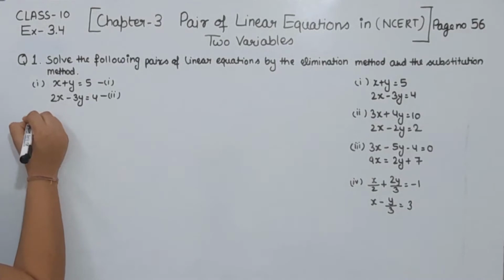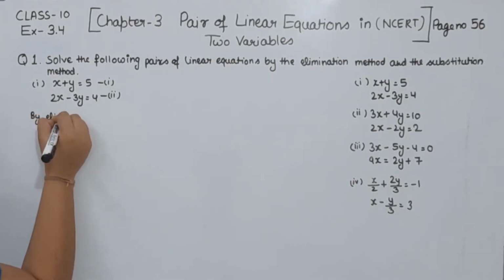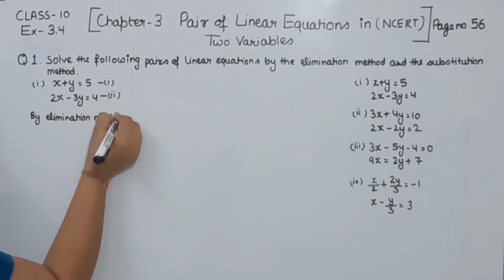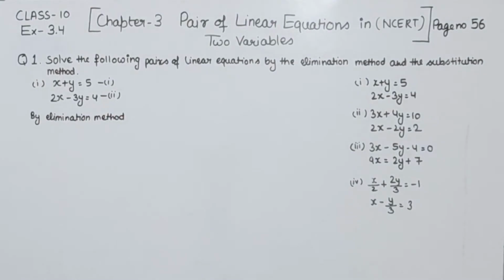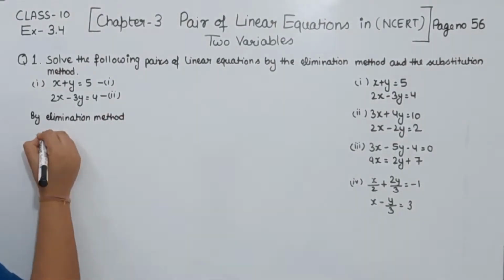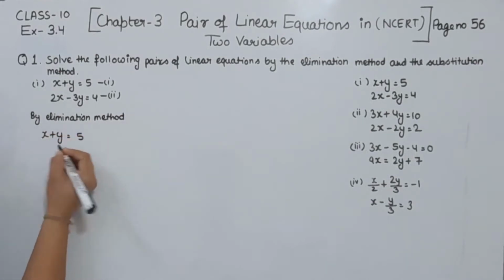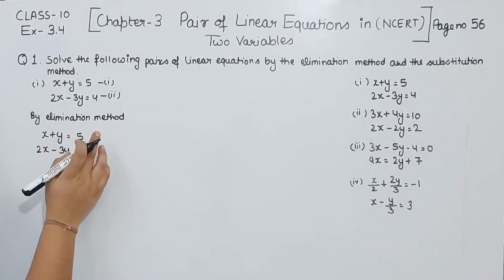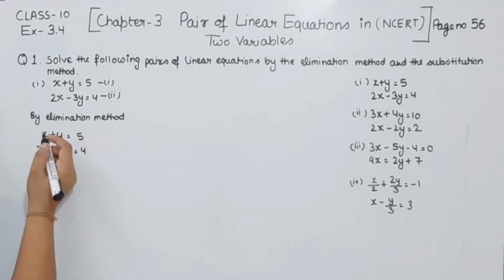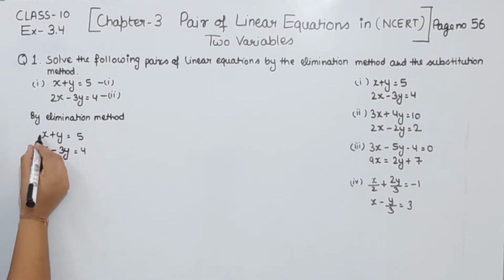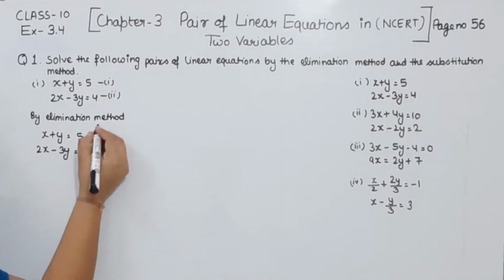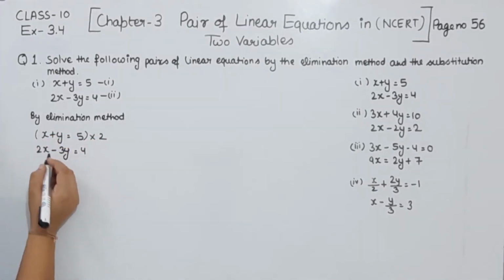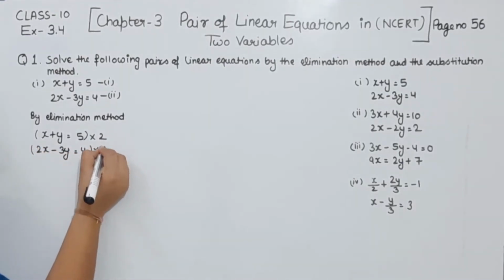So we are going to write here: elimination method. I am going to solve this by the elimination method. Here we have x plus y equal to 5, and here 2x minus 3y equal to 4. We are going to multiply each equation by the other's coefficient of x. The coefficient of x in the second equation is 2, so we will multiply the whole equation by 2. And here the coefficient of x is 1, so we will multiply this whole equation by 1.